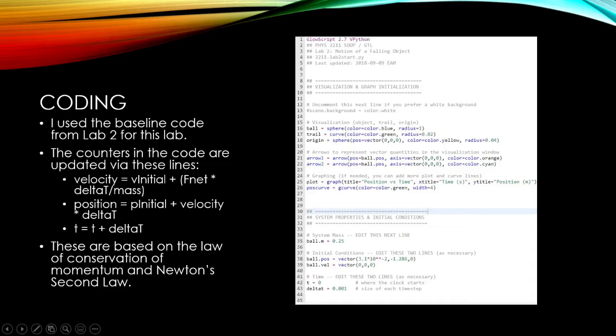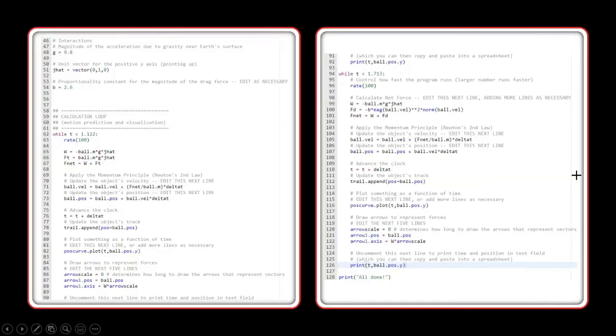So here is my coding. This is the baseline code that I used from Lab 2. And the counters that updated the code are: velocity is equal to v initial plus f net times delta t over mass. Position is equal to initial position plus velocity times delta t. And t is equal to t plus delta t, which just increases the time. And these are all based on the law of conservation of momentum and Newton's second law. So here is the first image of code. And then here are the second and third images of code.